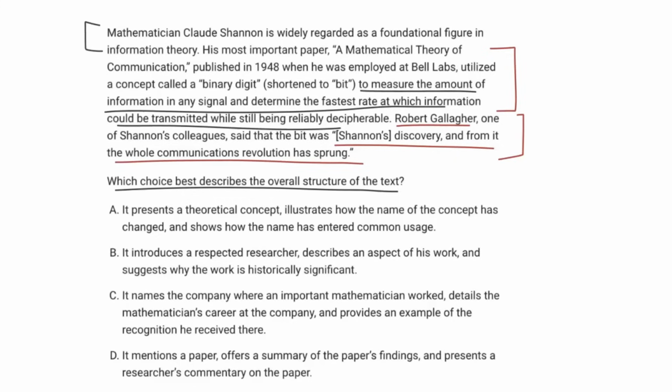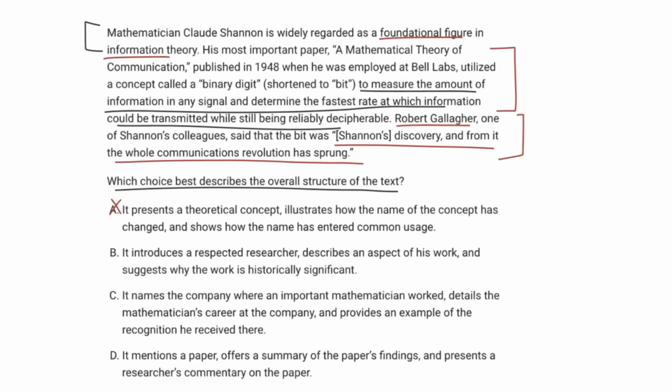So A says it presents a theoretical concept, illustrates how the name of the concept has changed, and shows how the name has entered common usage. This makes absolutely no sense, right? What theoretical concept is being introduced? None. We have a mathematician being introduced, so it's not A. B says it introduces a respected researcher, so it lines up, right? A mathematician is a respected researcher, because it says foundational figure. Describes an aspect of his work. The important paper is the aspect of his work, and suggests why the work is historically significant.